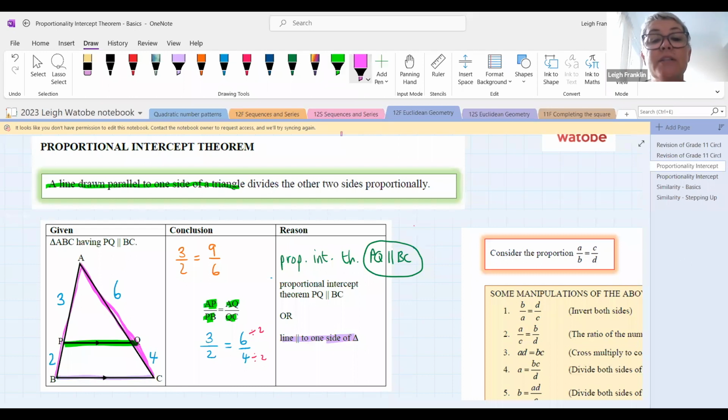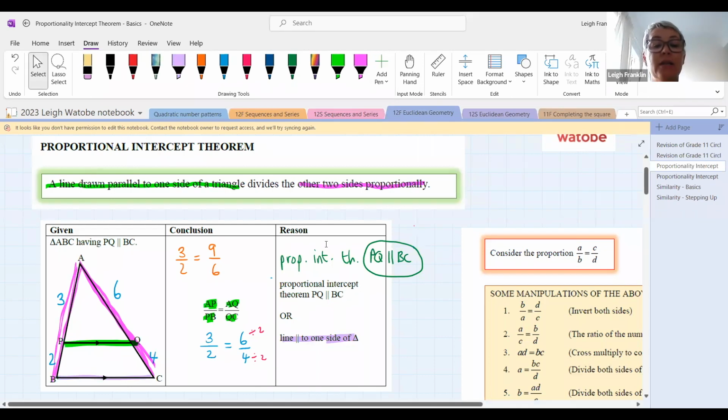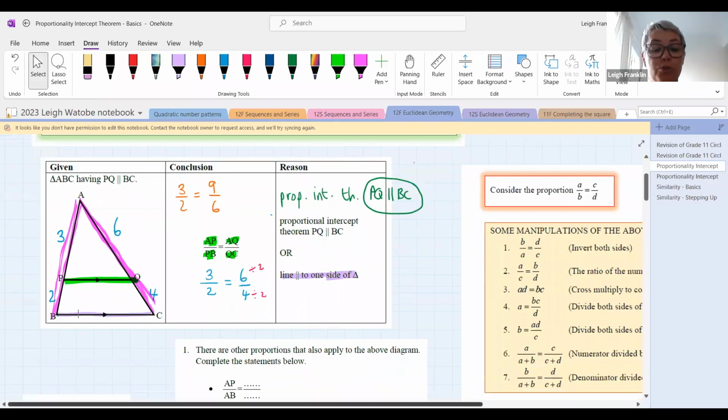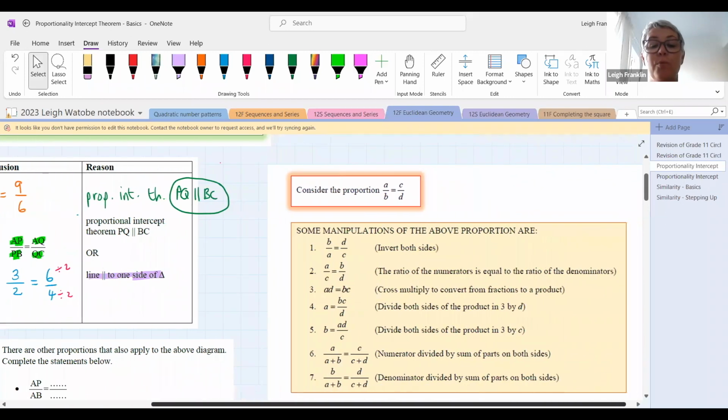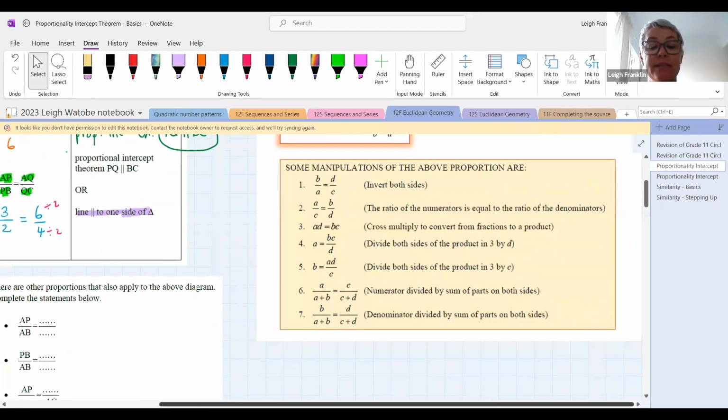And the other two sides that it cuts proportionally are the lines that I've highlighted in pink. So in other words, this line over here and that line over there. Those are the two sides that are cut into the same proportions by this line. So in other words, the length of AP over the length of PB is in the same proportion as AQ over QC. Right. So what I want to do now is just elaborate a little bit more about proportions, because in order to be able to work with a proportionality intercept theorem, we need to understand all of this.